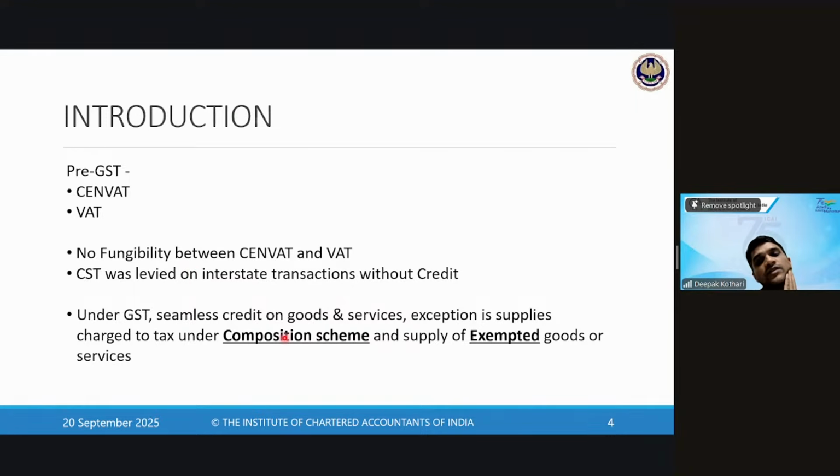Is ITC transferable? No, it's not transferable. You only have to claim it. If you cannot claim it, it is lapsed. You cannot transfer it.